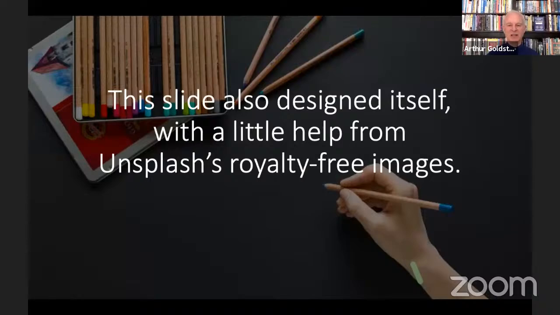This slide also designed itself. I simply selected an image from Unsplash, which is a website that provides royalty-free images that you can use. You don't even have to credit them. I do like to credit them because they provide such powerful images when I'm looking for something very specific.